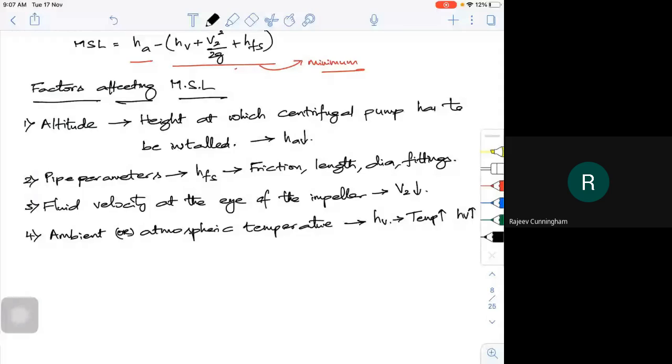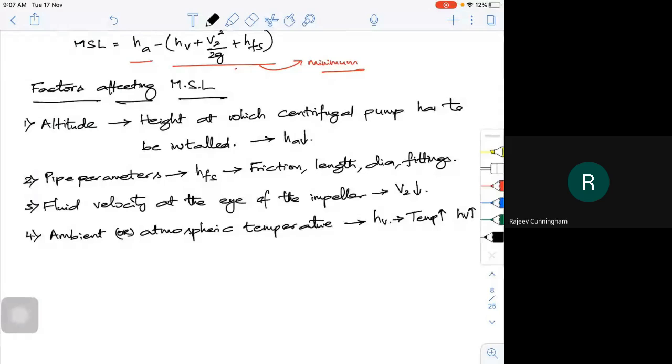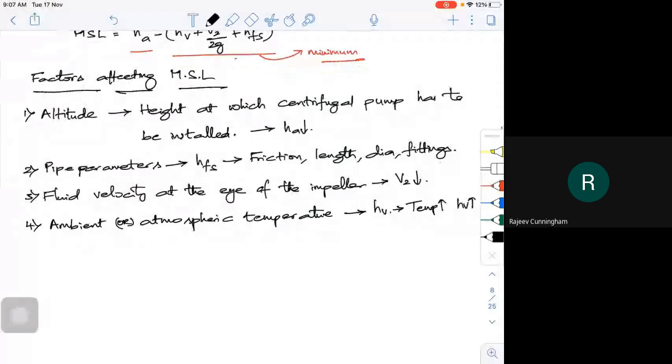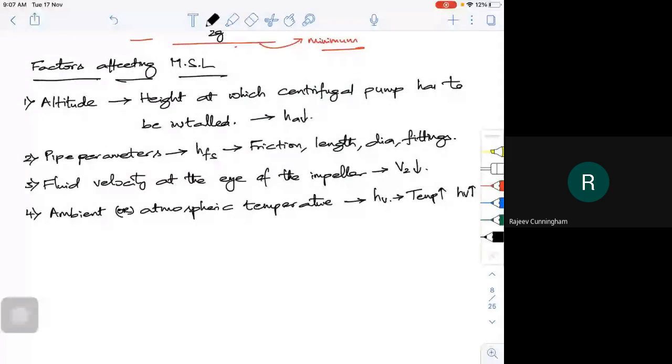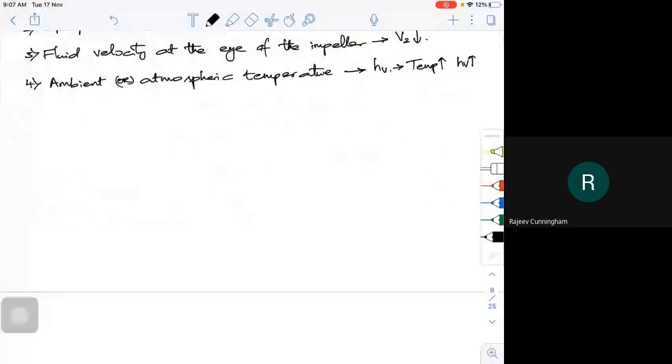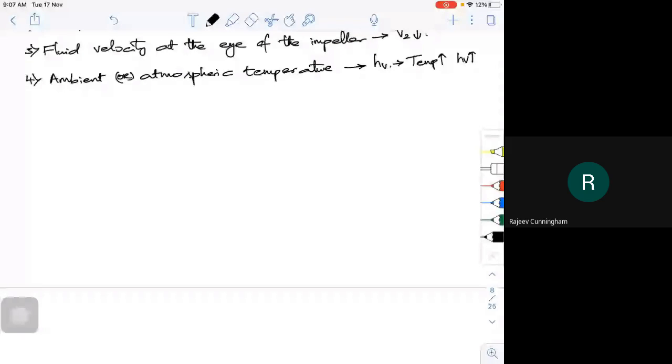These are some of the important factors. One is altitude, the parameters of your pipe, the fluid velocity at the eye of the impeller, and your temperature. These four things are very important in choosing your maximum suction lift. Once we know the maximum suction lift, we have one more parameter called net positive suction head.